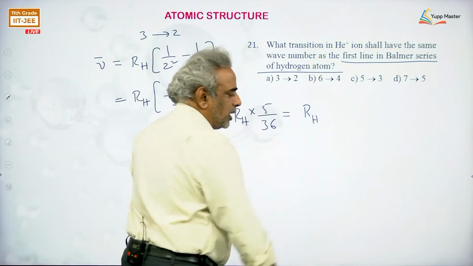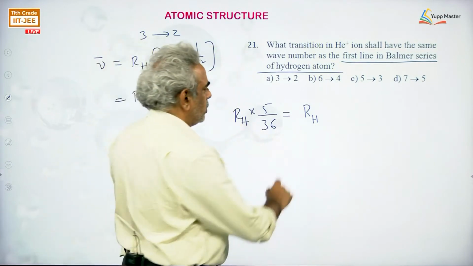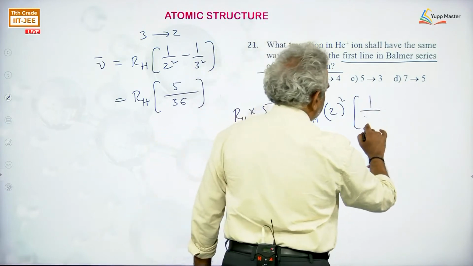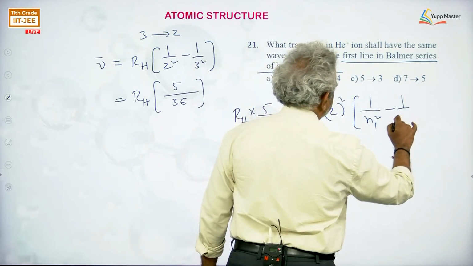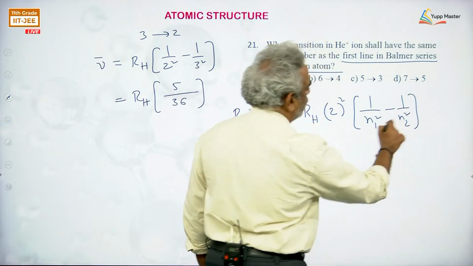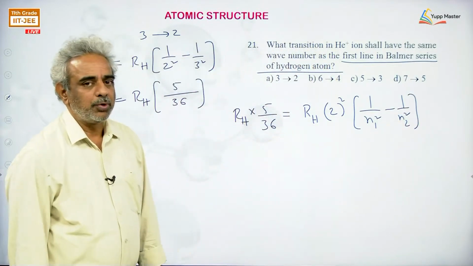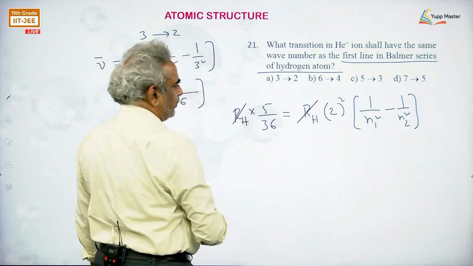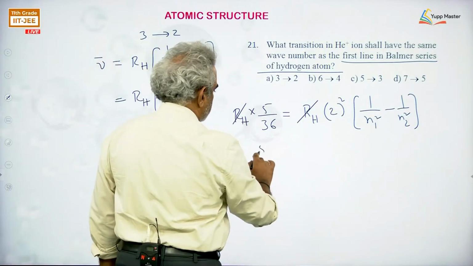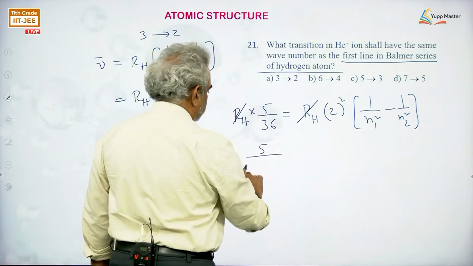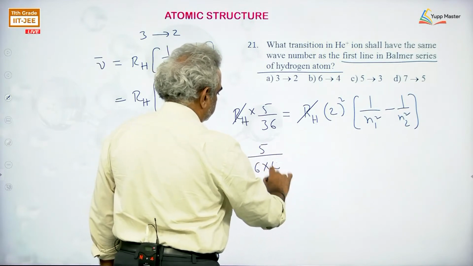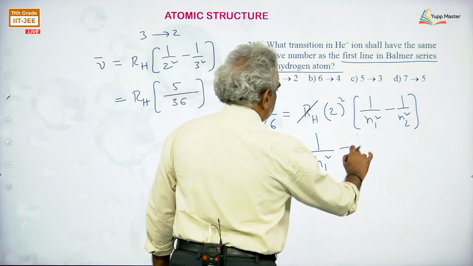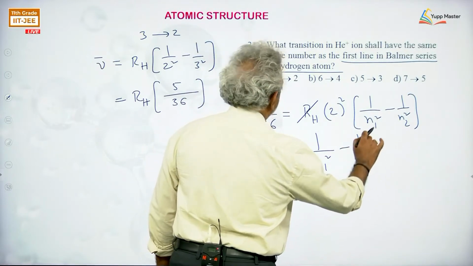So, RH, because the spectrum is helium, you have to go for 2 square here into, I do not know what is the transition, 1 by N1 square minus 1 by N2 square. This I have to find. Now, RH and RH get cancelled and this is 4 here. So, 5 by 36 into 4 is going to be 1 by N1 square minus 1 by N2 square.